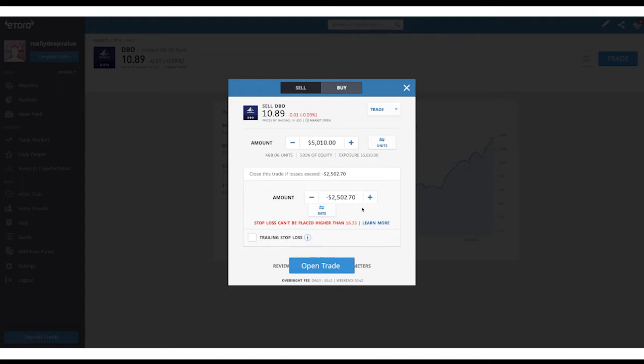And you'd be offered the opportunity here to set the stop loss. And because it's a CFD, there'll be an overnight fee, because it's basically an interest charge. And you can also use a trailing stop loss, which means that the stop loss, if the market's going in your favor, moves up with your winning position.